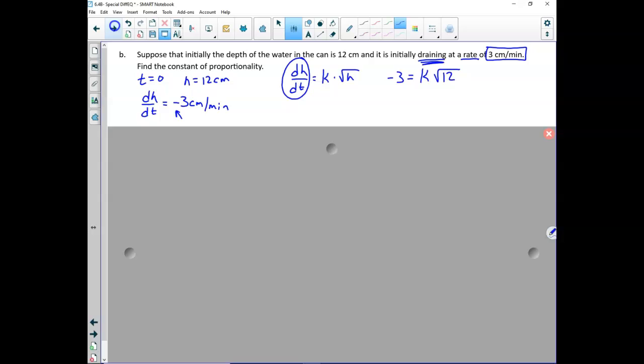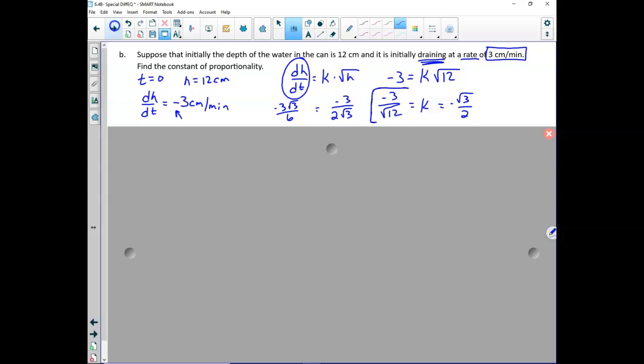Okay? So I can get all wonky here, and I can say k equals -3 over root 12, and I can just leave it that way. I don't have to simplify that, but if I really wanted to, I could, which is going to give me -3 over 2 root 3, which is going to actually give me -3 root 3 over 6, which actually gives me the square root of 3 over 2, but it's negative all the way across there. The square root of 3 over 2.